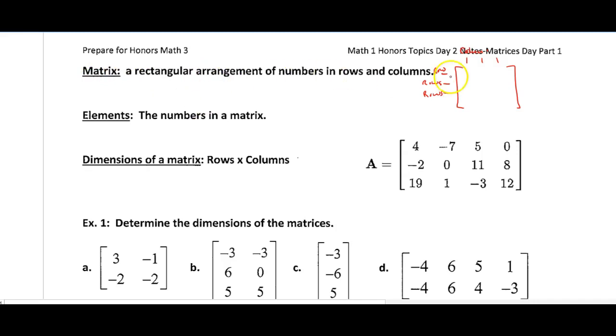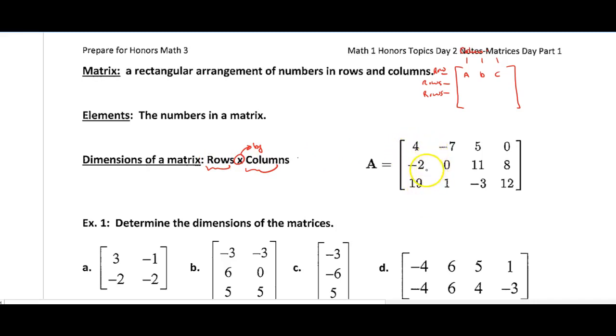So when we look at it, each matrix has a bunch of elements. So if I say A, B, C, all of these are elements, which are the numbers, or they could be variables also in a matrix. Now, the dimensions of a matrix has to be in this order: the number of rows by the number of columns. So this X here basically represents the word by. So we say rows by columns.